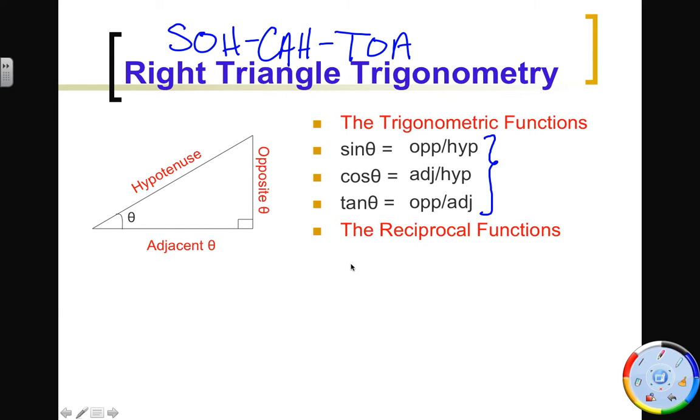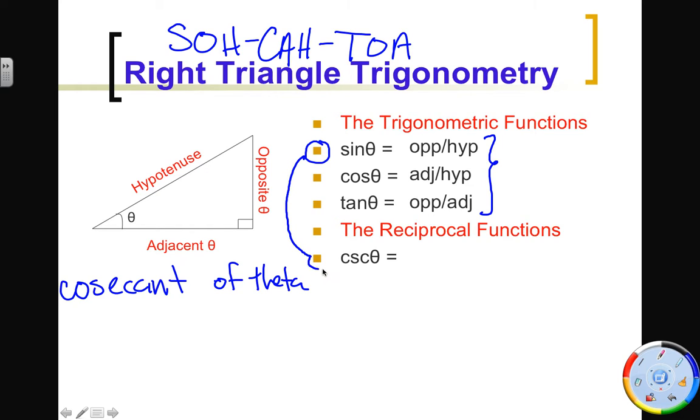All right, so the first one is CSC. And this is cosecant of theta. And cosecant of theta is the reciprocal of sine. So if cosecant is the reciprocal of sine, that means its ratio is the hypotenuse divided by the opposite side.